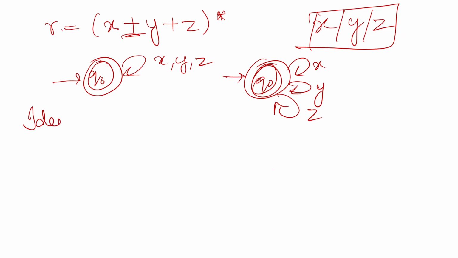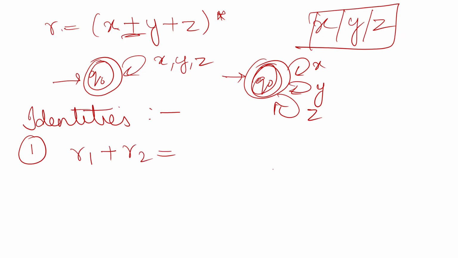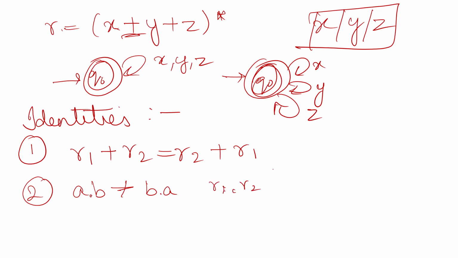So identities. The first identity says that one regular expression plus second regular expression is equal to the second regular expression plus first. Now, when you have A into B, it will not be equal to B into A. That means first occurrence of A and first occurrence of B is not the same thing. That is R1 dot R2 is not equal to R2 dot R1.